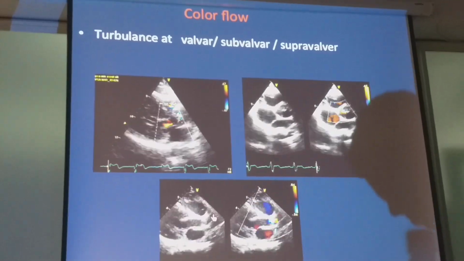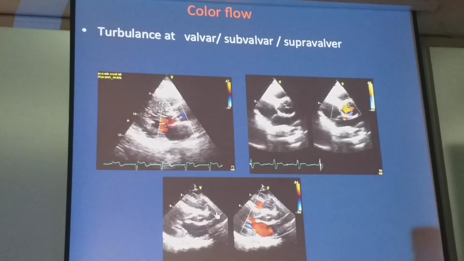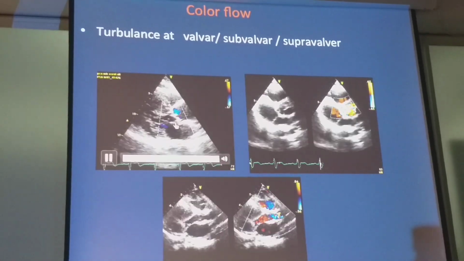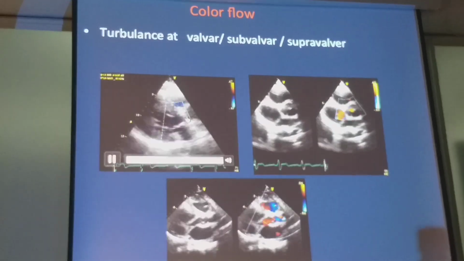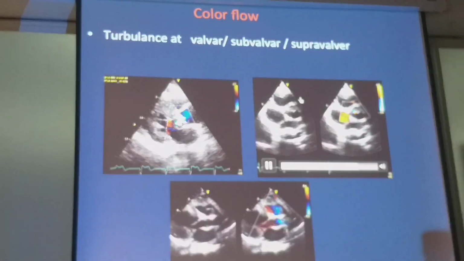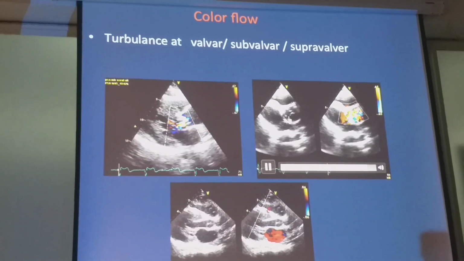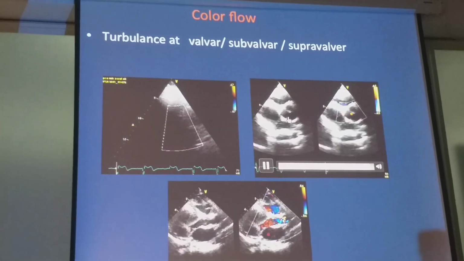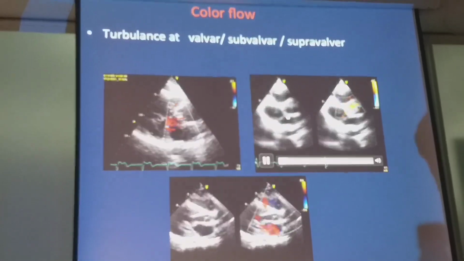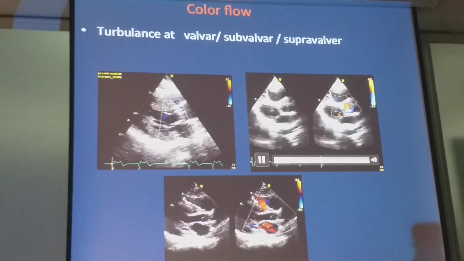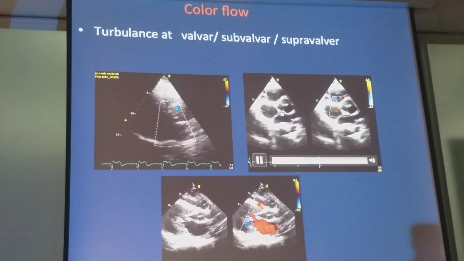Now tell me where the turbulence is coming from. Look at this first. Here the turbulence is coming from the valvar level, see? Valvar level. And look here. In the morning we got a case where there was a subvalvular aortic stenosis. See here, there is a membrane here. It is subvalvular. And the valve is here. So it is subvalvar aortic stenosis.